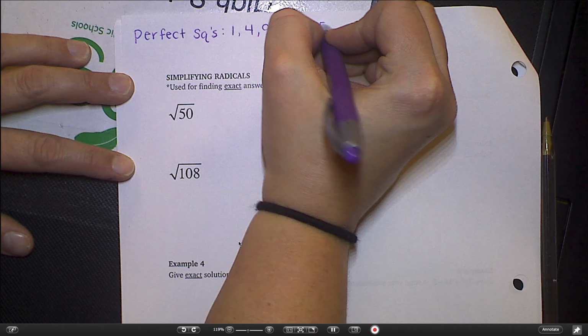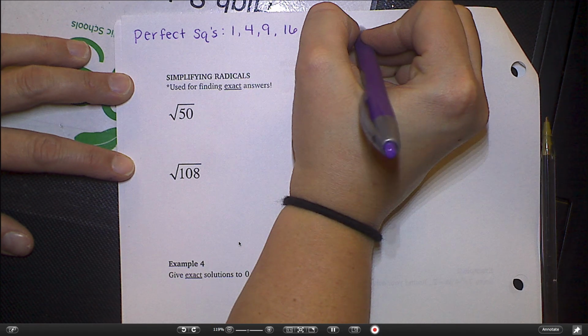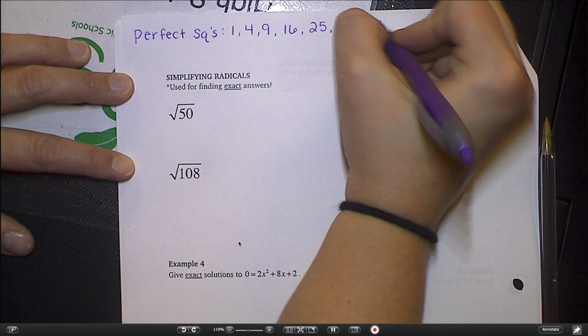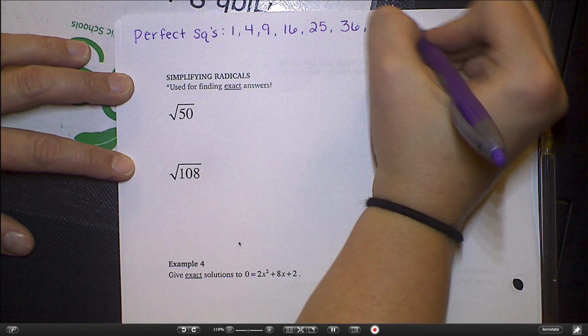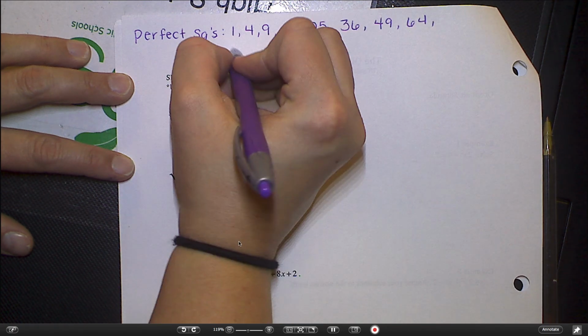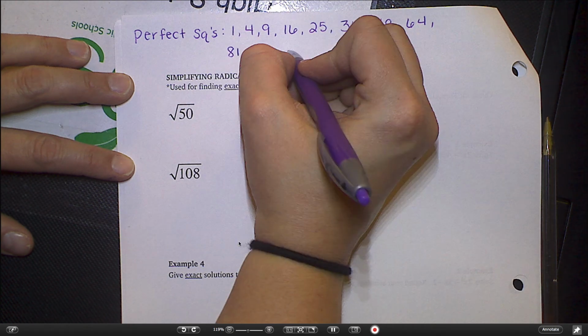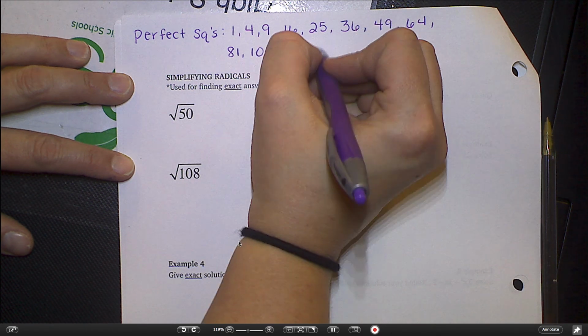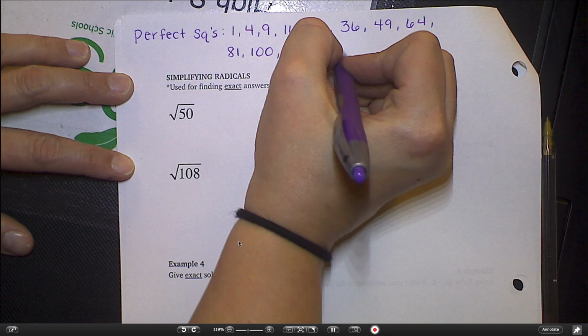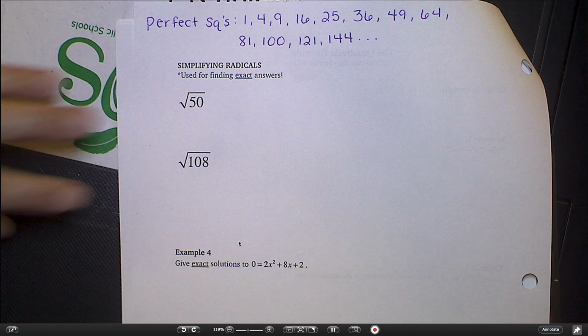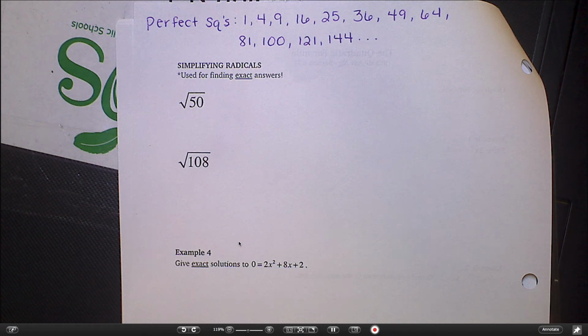25, 36, 64, 81, 100. And I kind of went a little overboard up on the board there. I would say usually if you know up through 144, you're good. We could keep going. But really where I generated that list from was doing 1 squared and then 2 squared and 3 squared and 4 squared and so on. Okay.